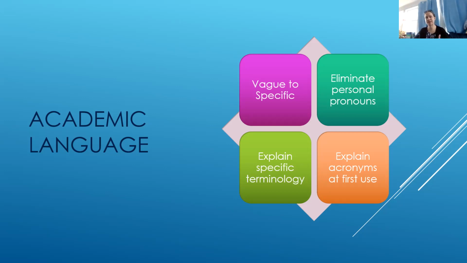You do want to explain specific terminology so that you're not using those jargon words where your reader's going to get lost. And anytime you have an acronym, you want to spell it out completely the first time, because while you might know what that acronym stands for, your reader might not. And so always, always, always on the first use, make sure that that is completely spelled out.